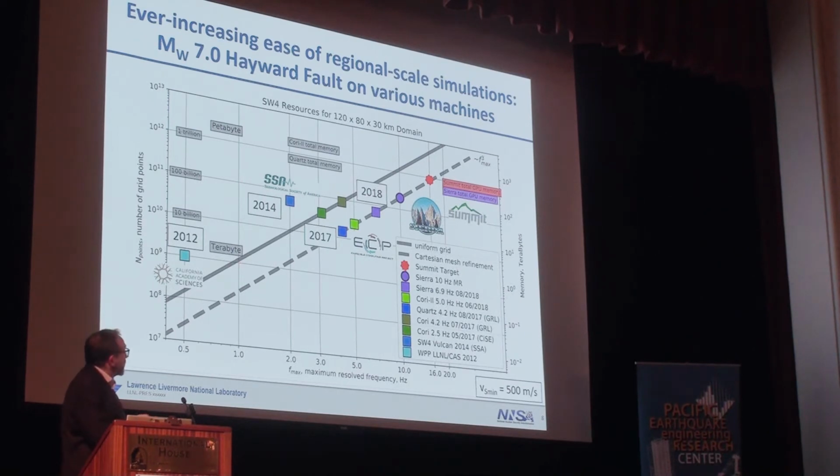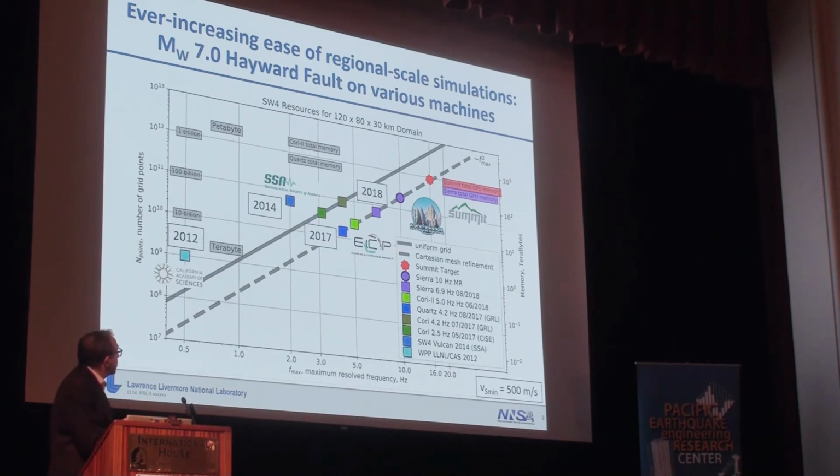This black line, or the solid line, is for the number of points that are required for a regional scale. That's 120 by 80 by 30 Bay Area Hayward Fault simulation. This is the number of points for a uniform grid. We jump down to this dashed line if we use mesh refinement, which reduces the number of points by a factor of 6, which is significant. So it shows that as we've added mesh refinement for the whole code, we can actually use less resources than we needed a while ago running uniform mesh, and it resolved higher frequencies.